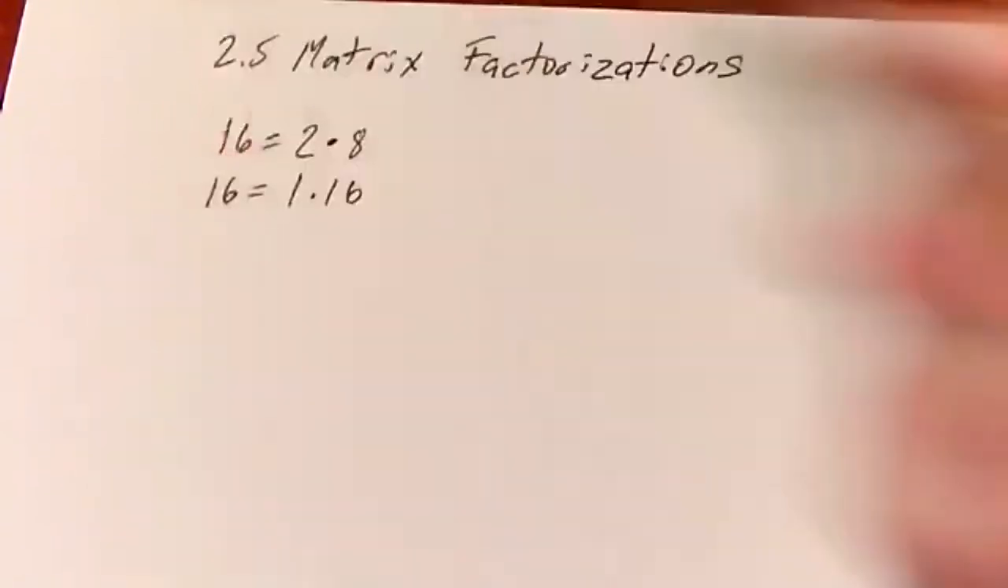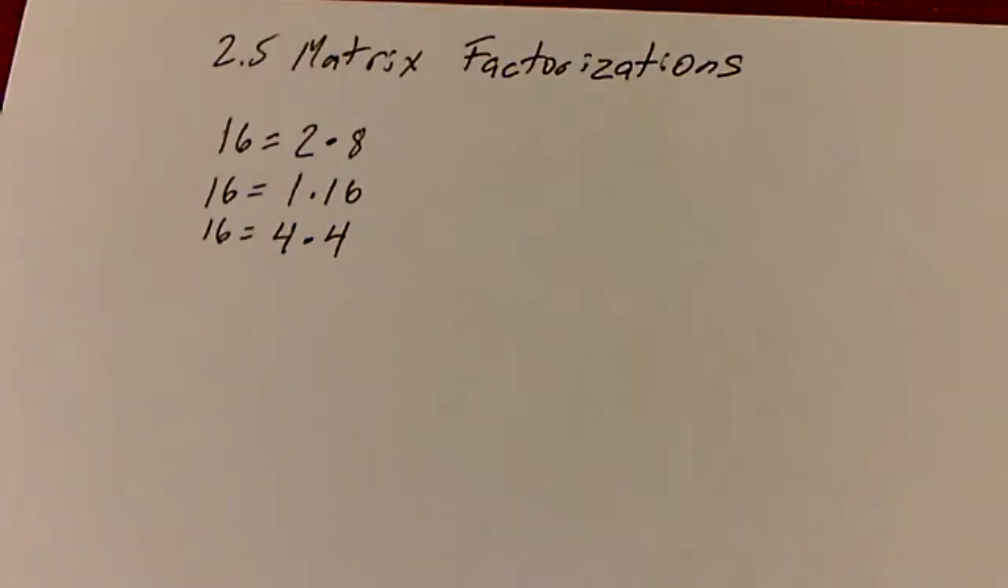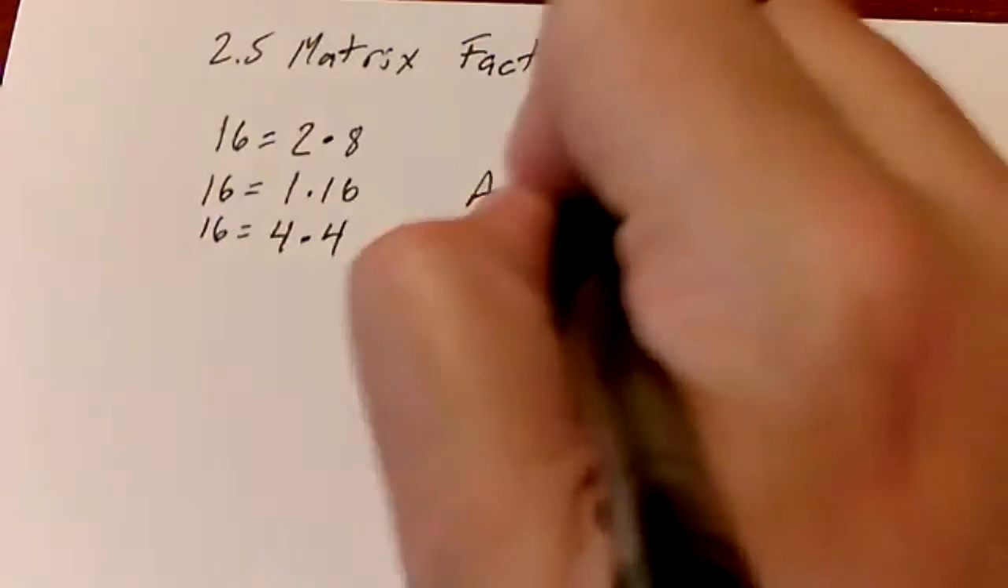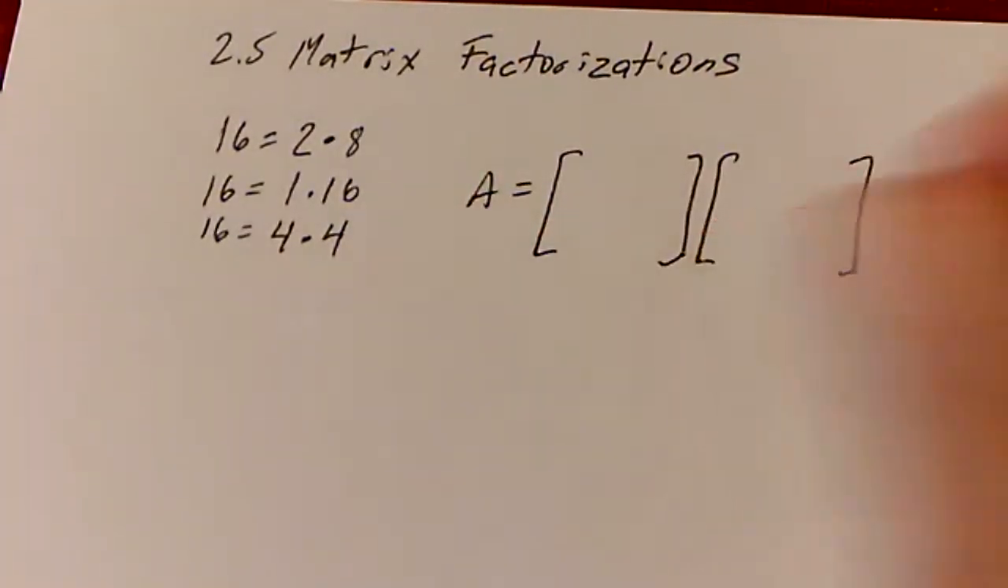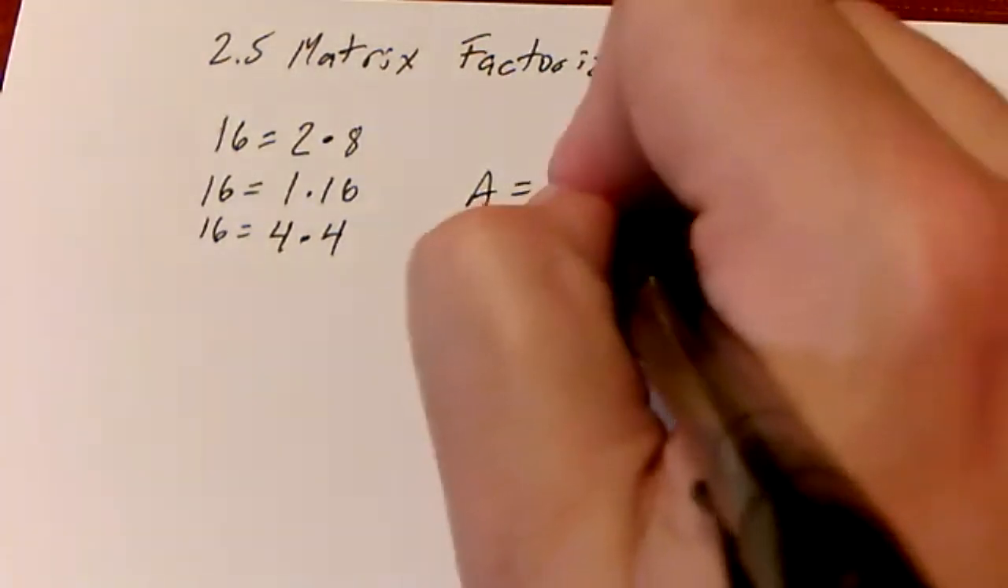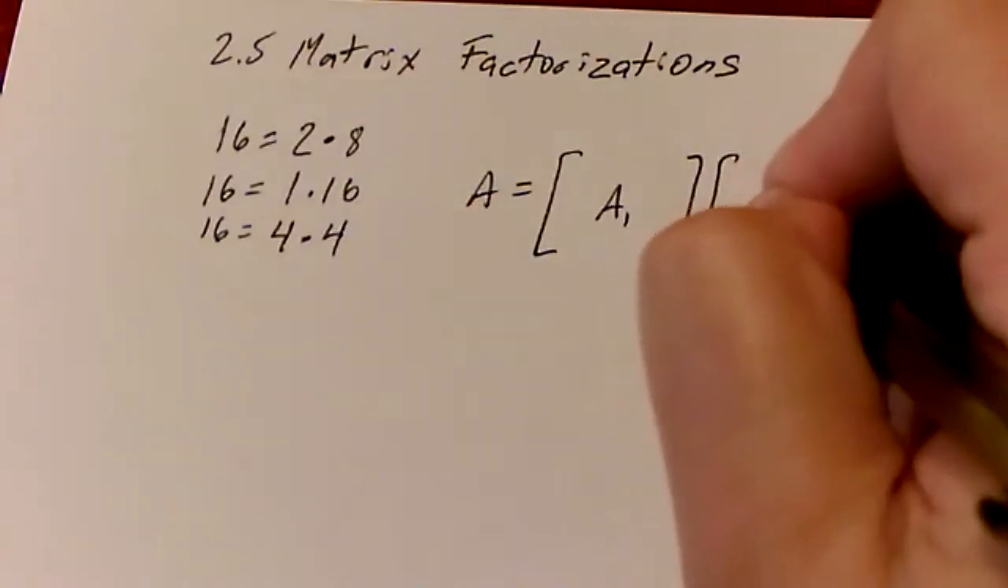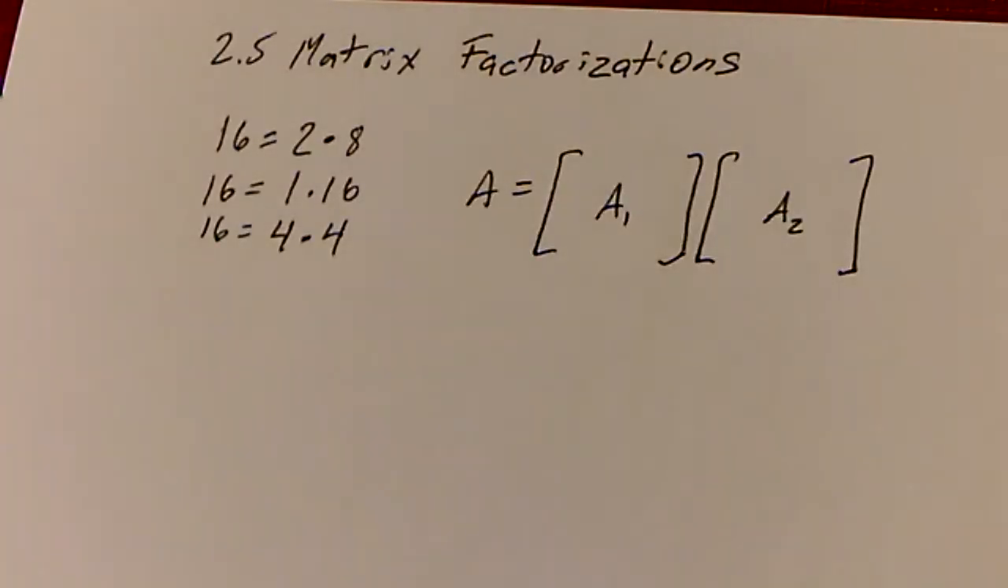There certainly are others, right? We could do 1 and 16. We could also do 4 and 4. There's several factorizations, okay? So similarly, for a matrix A, there's going to be ways to factor this into 2 separate matrices, which I'm going to call A1 and A2, just for the time being.